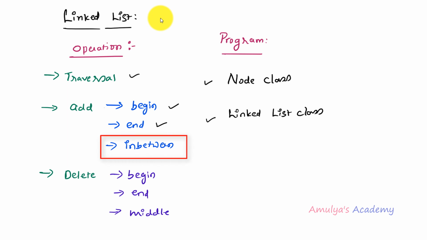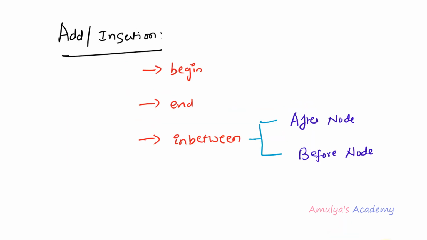So today in this tutorial we'll see how to add or insert a node between the nodes of the linked list. We want to add nodes in between the linked list. We can insert a node in the middle of the linked list in two ways. That is, we can insert a node after a node or before a node. I'll show you an example.